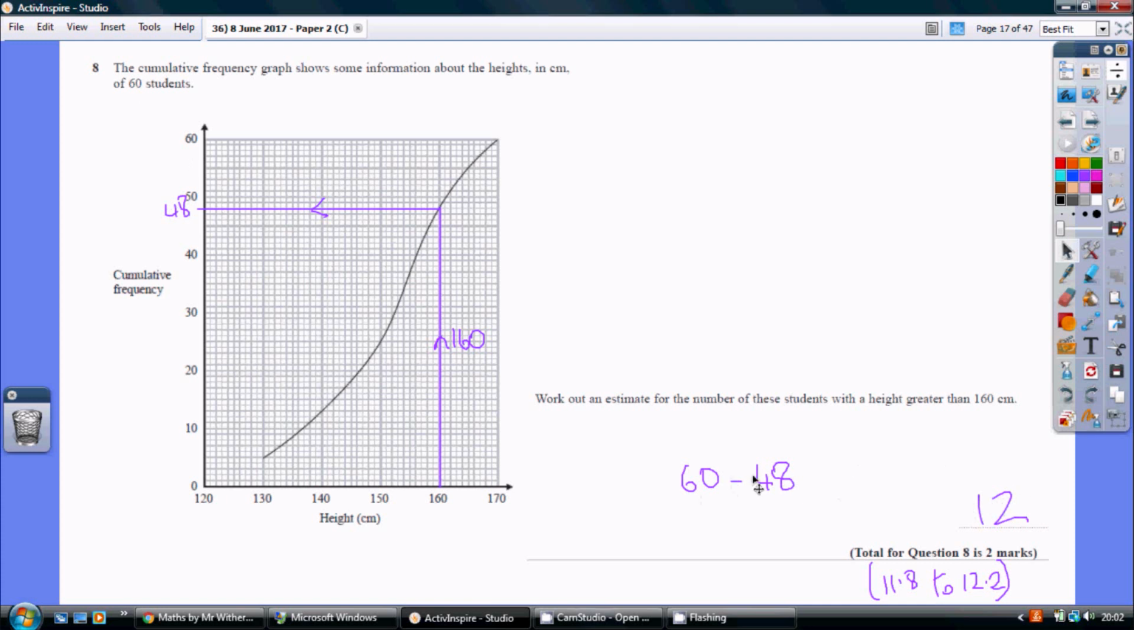So the common error is people say 48. Well, no, that's if you want people with a height less than 160.